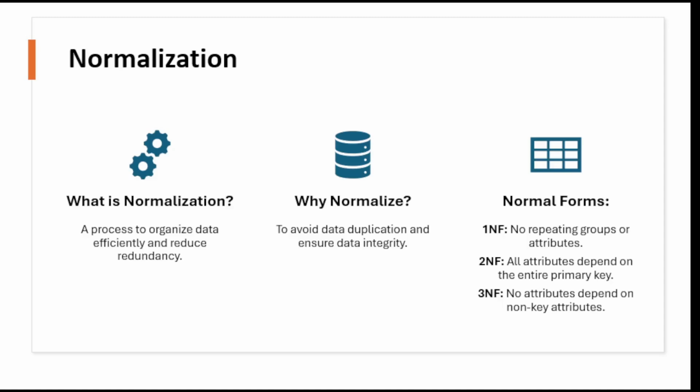Now let's go back to the third normal form. The third normal form: no attributes depend on non-key attributes. This means if we have a table with a lot of attributes, and we find an attribute or a property that depends on another attribute, and this last one is not a primary key, then we are violating the third normal form.